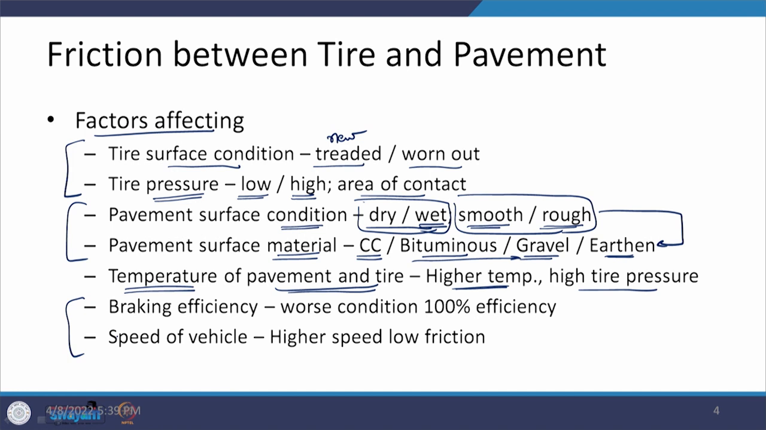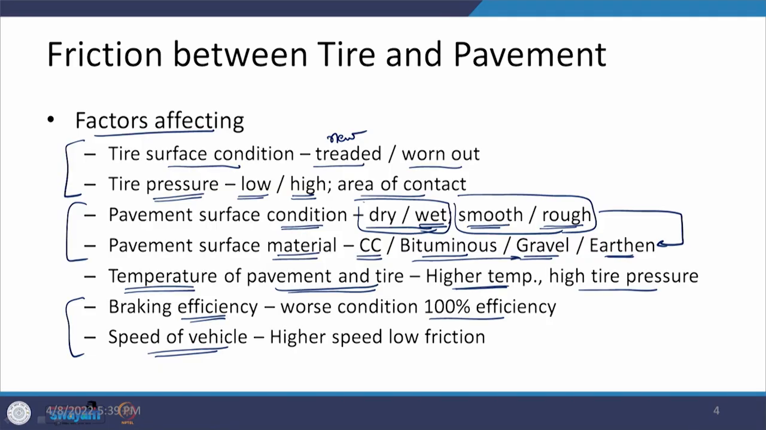Then the two factors which are being listed at the bottom are related to the vehicles. One is with what efficiency the brakes are being applied, and we usually consider the worst condition where the efficiency is 100%. Obviously, if the brakes are not being applied with 100% efficiency, say something like 70-80%, the distance by which the vehicle is going to stop is going to increase. We will try to see the effect of these when we subsequently talk about the distances in our subsequent interactions. The speed of vehicle, now this is also going to create an impact, and it is observed that friction is correlated with the speed of vehicle, and as the speed increases, the friction values are going to be reduced. So let us move ahead and see what type of things are going to happen here.